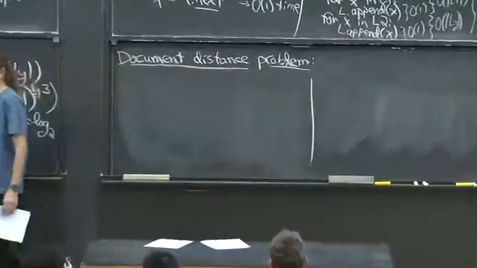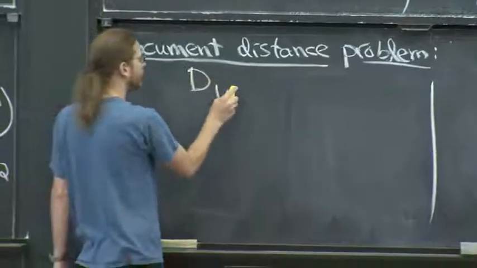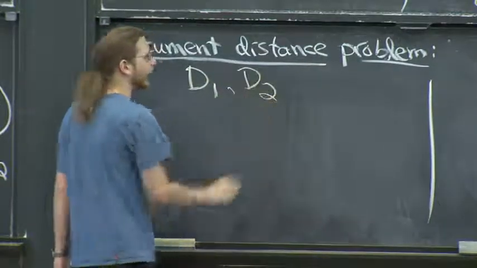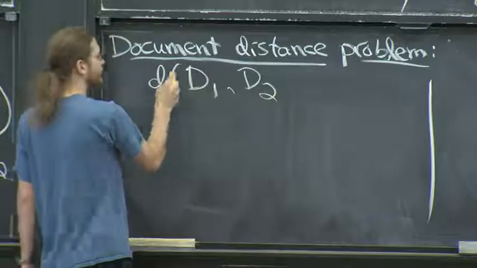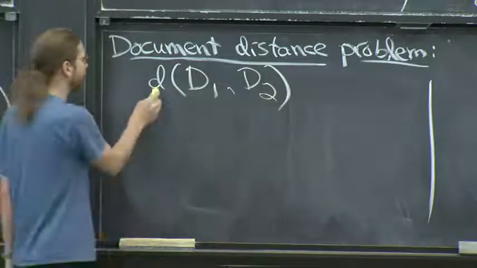So, the document distance problem is: I give you two documents, I'll call them D1 and D2, and I want to compute the distance between them. And the first question is, what does that mean? What is this distance function?